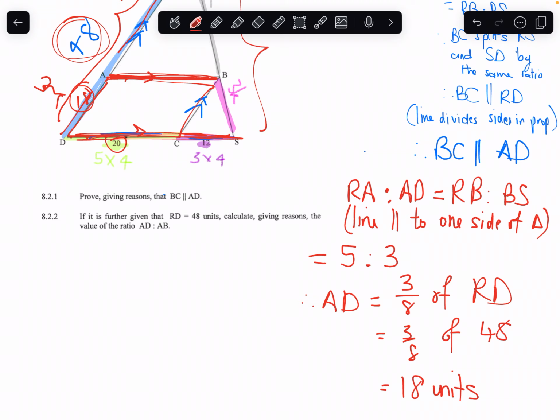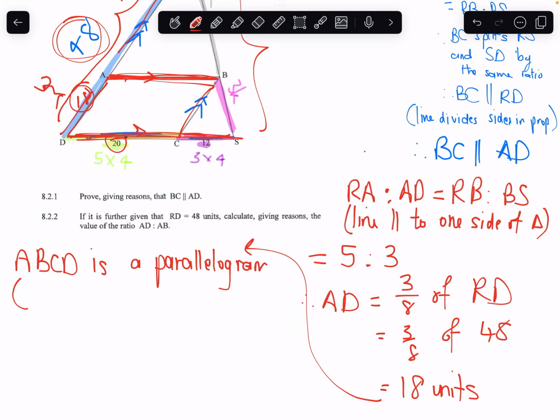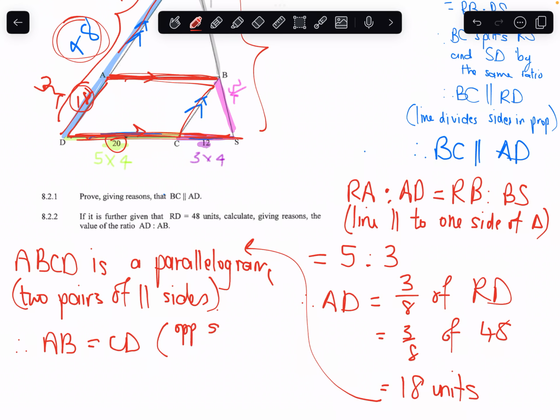Now to figure out AB, we say ABCD is a parallelogram. And why is that? It's because we have two pairs of parallel sides. So that means we can now apply the properties of a parallelogram. Therefore AB is equal to CD because opposite sides of a parallelogram are equal. So that means AB is equal to 20 units.